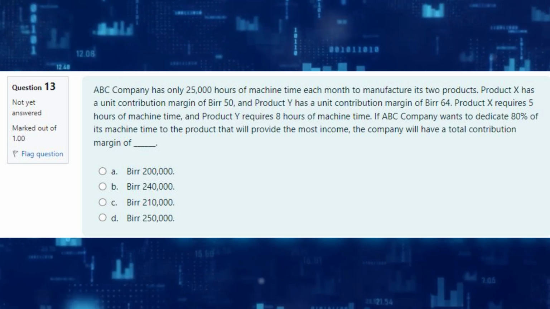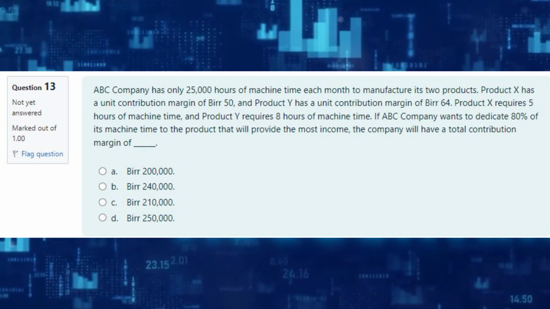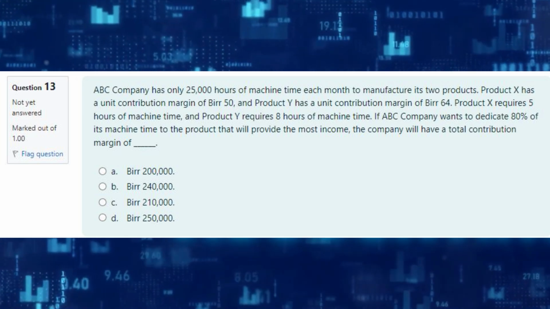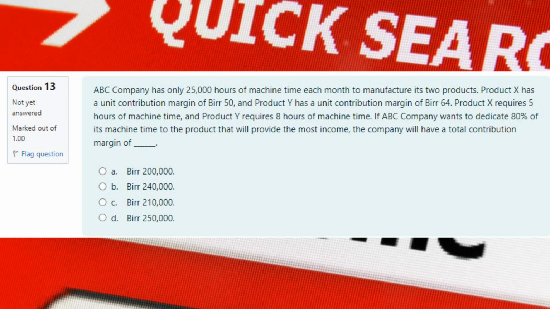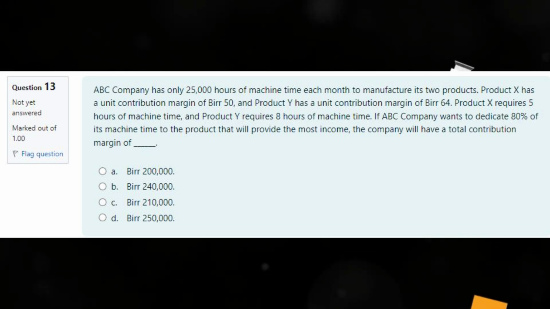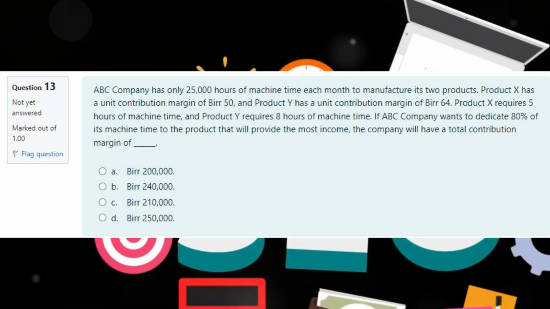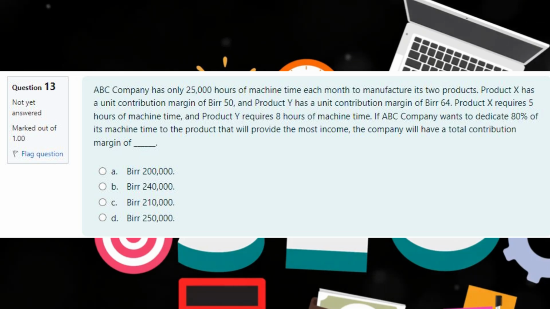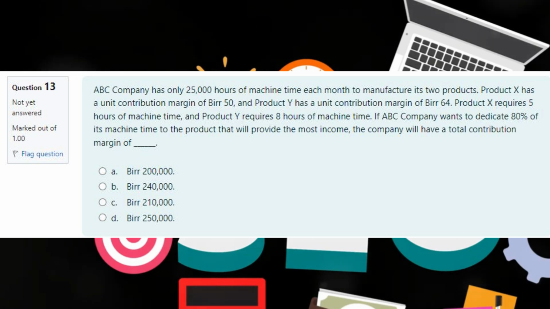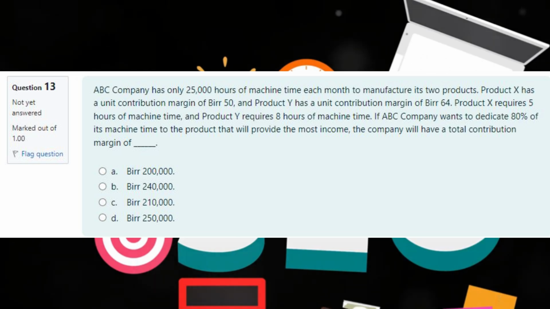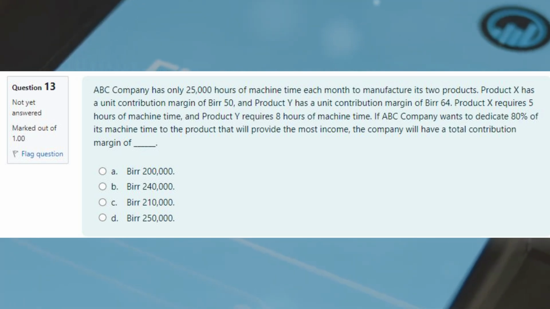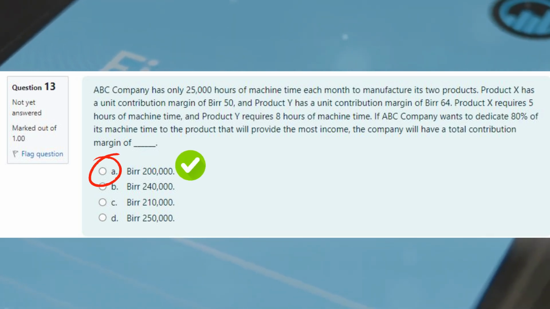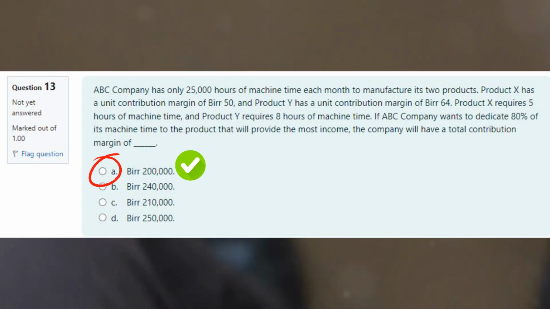The key to answering this is understanding contribution margin. Product X gives us $50 per unit but takes 5 hours, so its contribution margin per hour is 10 BER. Product Y, with a margin of 64 BER per unit and 8 hours per unit, yields 8 BER per hour. Clearly, Product X is more profitable per hour. With 80% of machine time, which is 20,000 hours, dedicated to Product X, ABC can produce 4,000 units. That's 4,000 times 50 BER, totaling 200,000 BER. So the answer is A. Mastering how to allocate resources efficiently is a crucial skill you'll use in the workplace.